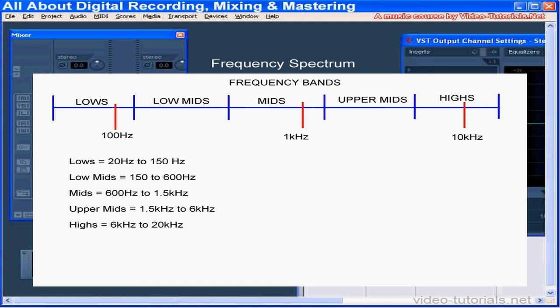The highs are found between 6 kHz and 20 kHz. These give your work brightness. If you don't capture the highs in recording, it's generally more difficult to compensate for them later on. Too many highs and your work will be brittle and hissing. Not enough highs, and the song might seem unclear, lifeless.